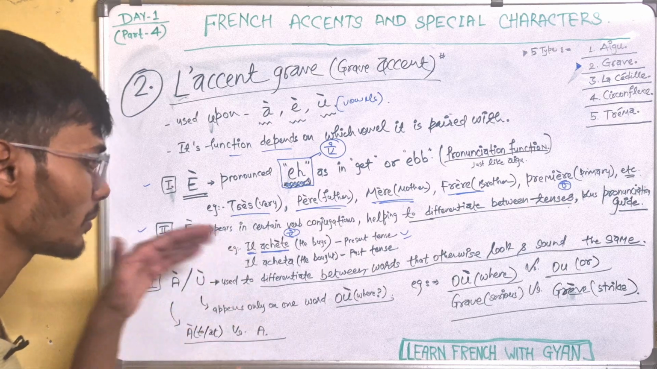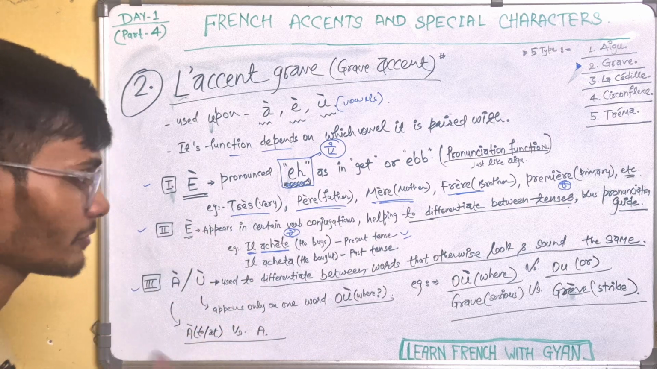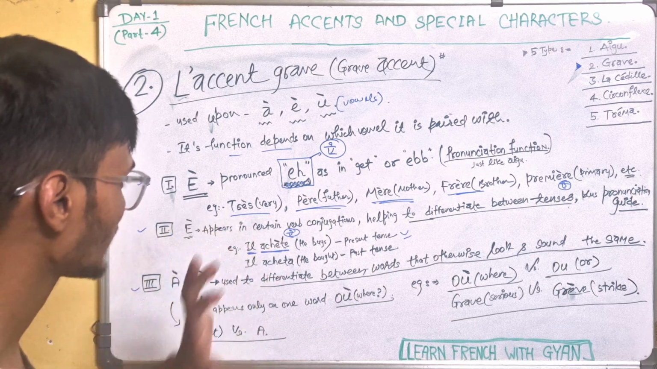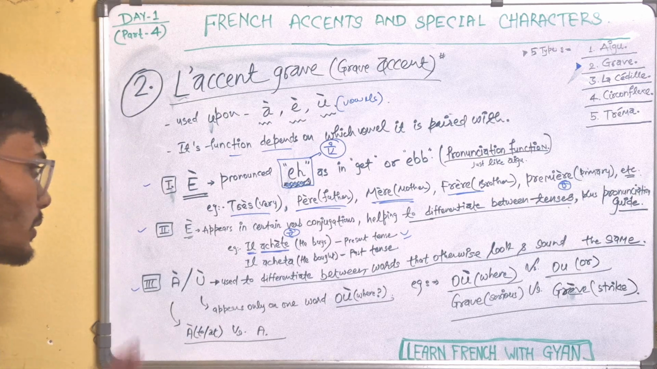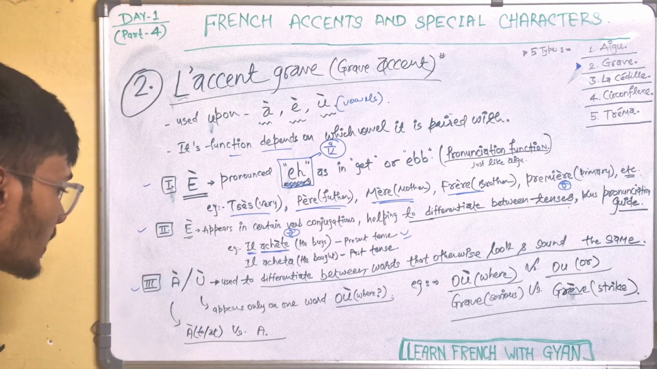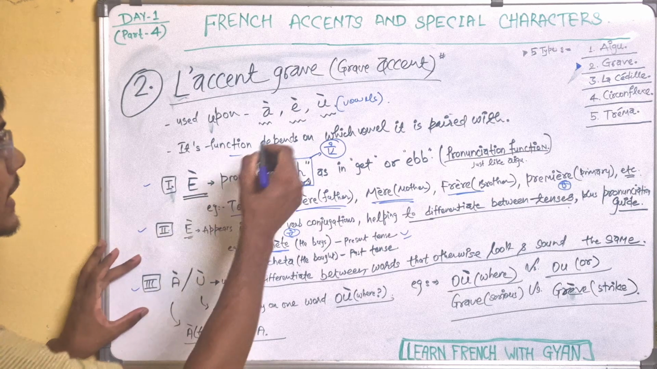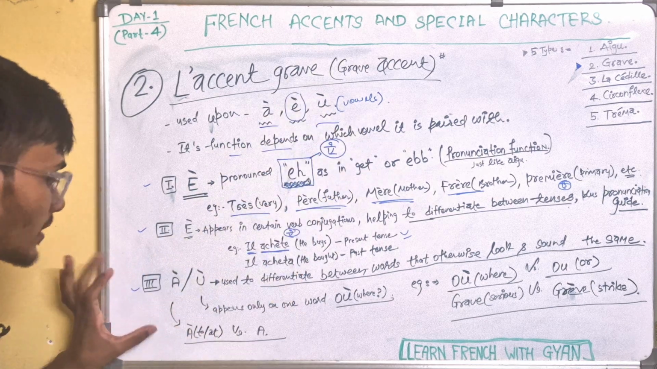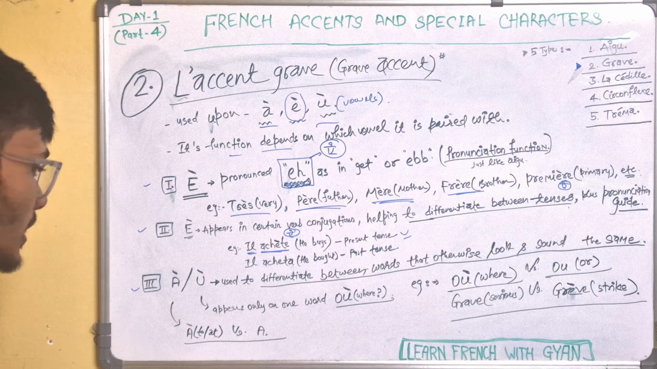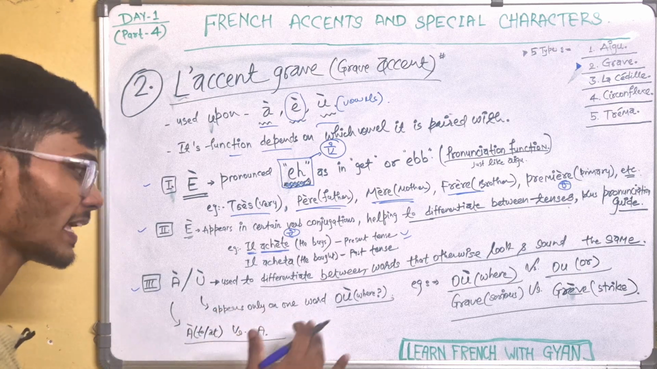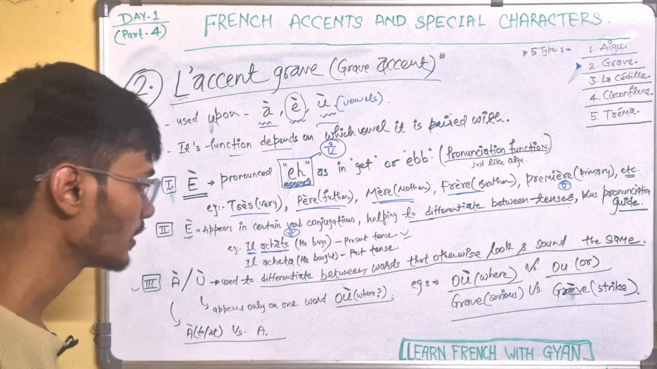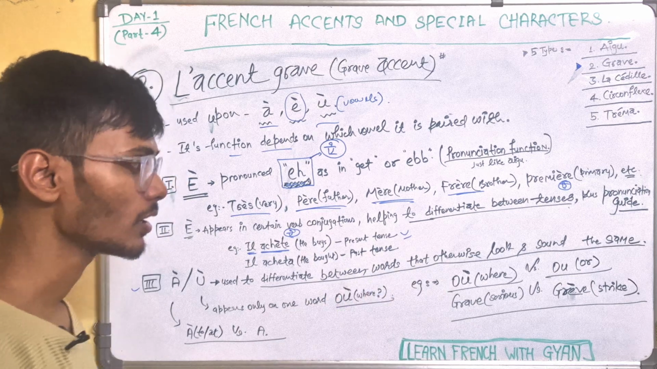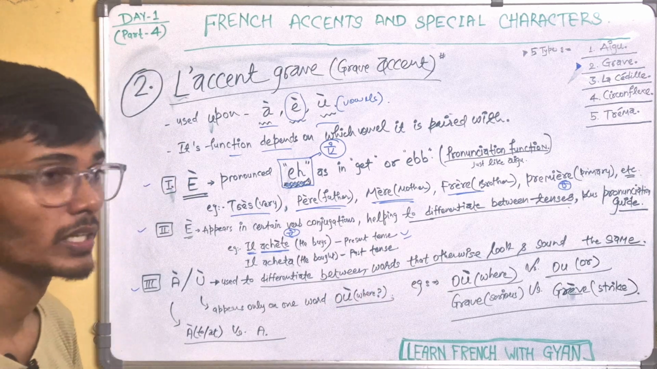So yes, there are multiple other examples that you can find yourself, but these examples I have added appear here. Okay, so third example. For e we have done everything. Now look at the a and u part at the end, the third one. These two vowels also use this accent, not any other vowel. They are used to differentiate between words that otherwise look or sound the same.